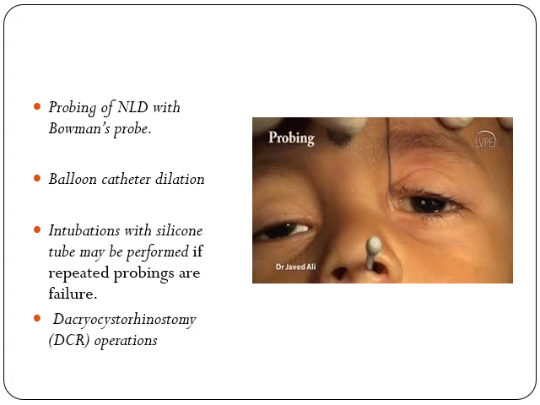Next is dacryocystorhinostomy. If the child presents very late, or repeated probing, balloon catheter dilatation, and intubation, all these treatments have failed, then conservative treatment by massaging, topical antibiotics, and intermittent lacrimal syringing should be continued till the age of 4 years, and after this DCR can be done.